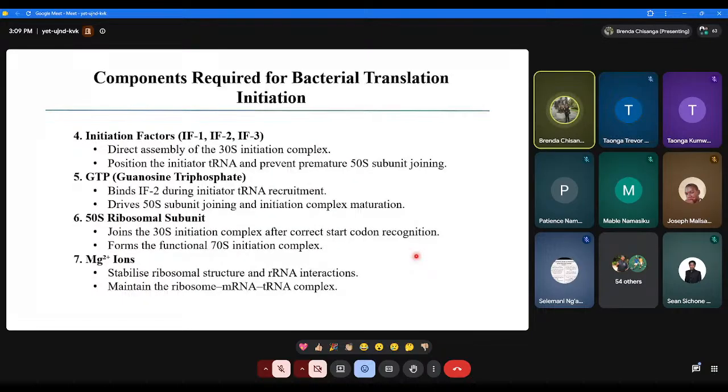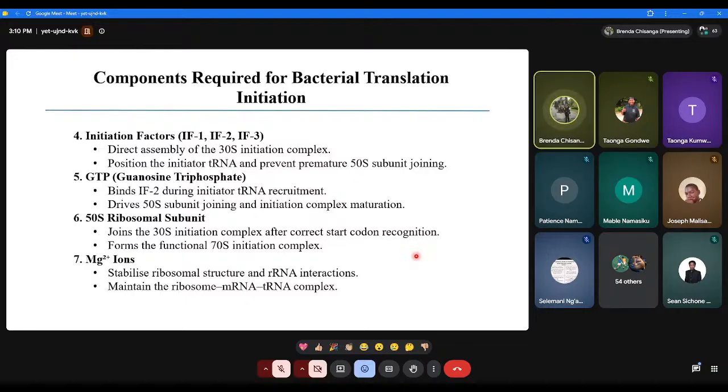These are factors that help sometimes to bring in the tRNA into the ribosome, into the A and the P site. Some of these initiation factors ensure that the small subunit does not prematurely associate with the large subunit before the assembly is complete. We also need a source of energy. Remember, during amino acid activation, we used ATP. In initiation, we're going to be using GTP, which is guanosine triphosphate.